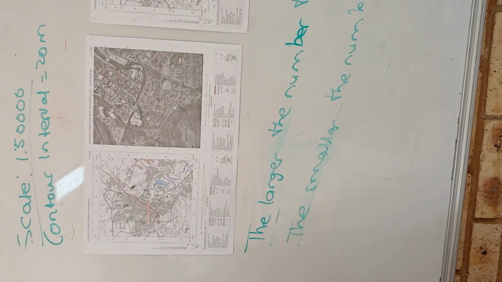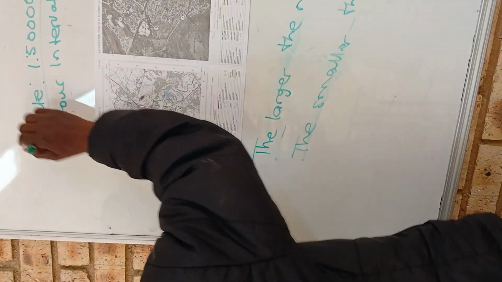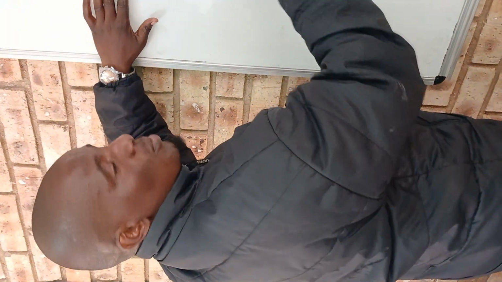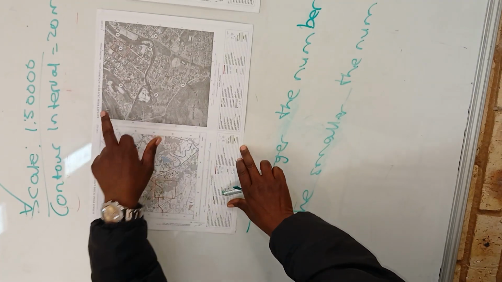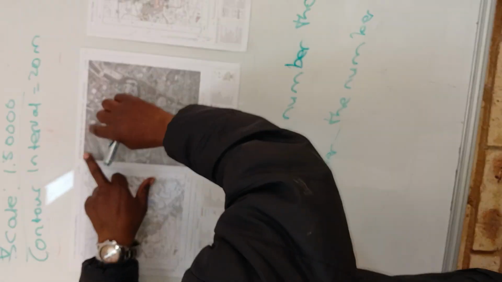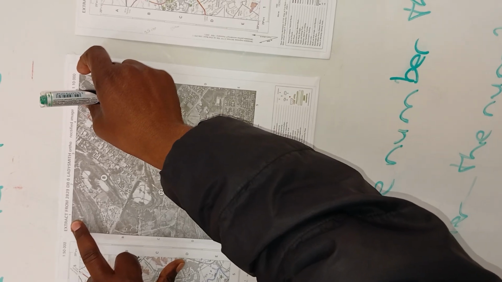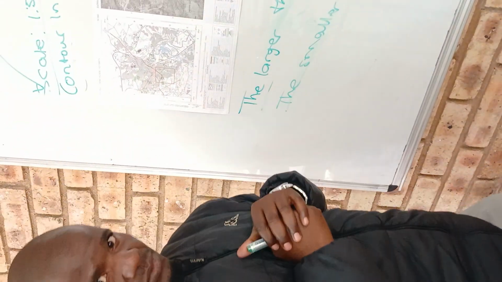So how do you differentiate the 2 maps? The first thing that you are going to look at is your scale. That is number 1, the scale. Which means when you're looking at the scale of a topographical map, you can see it's 1:50,000 centimeters. When you look at the scale of an orthophoto map, you can see it's 1:10,000 centimeters. So the difference between the 2 types of maps is in terms of their scale. This one you can see is 1:50,000, this one is 1:10,000 centimeters.